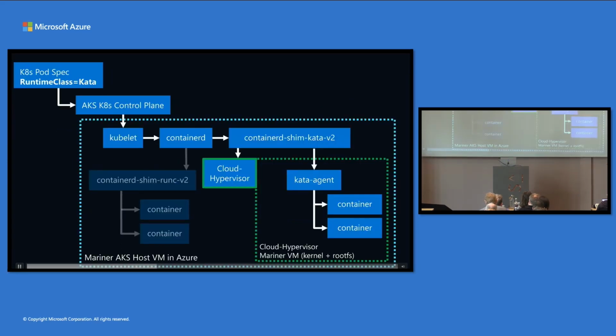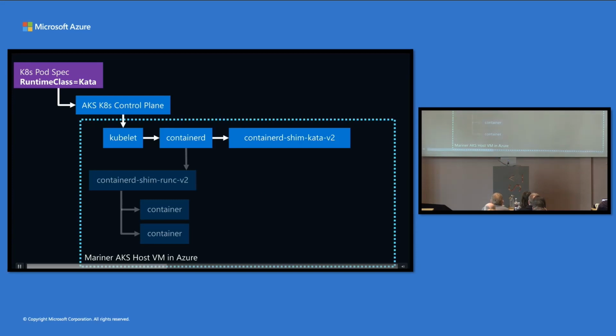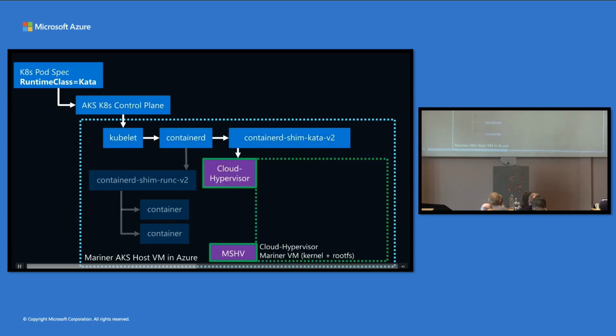Let's go over the lifecycle of a container requesting a utility VM. To begin with, we see that our K8s pod spec has requested the runtime class name Kata. This info is passed down through the K8s control plane, through kubelet on the Mariner AKS VM, and into containerd, which then decides that our container requested the containerd shim Kata v2. Kata then instantiates a new Cloud Hypervisor VM running the Mariner kernel and a super lightweight Mariner root file system.